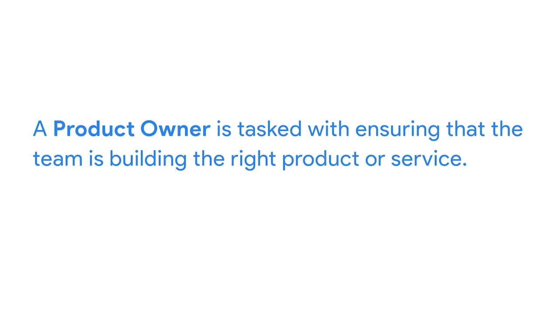A product owner is tasked with ensuring that the team is building the right product or service. An efficient Scrum team isn't useful to anyone if they're creating a product that users don't want. The product owner ensures that the team is building the right thing. A product owner is responsible for continuously maximizing the value of the product delivered by the Scrum team. Their key activity is acting as the voice of the customer within the team.